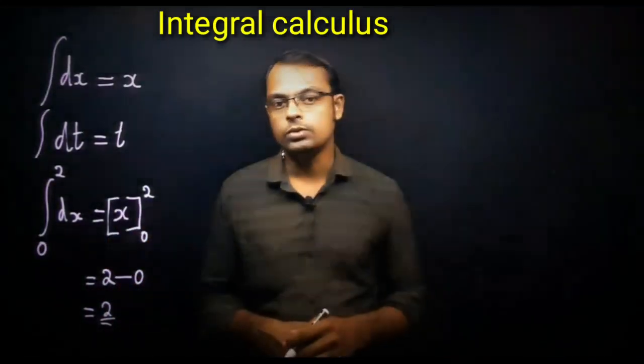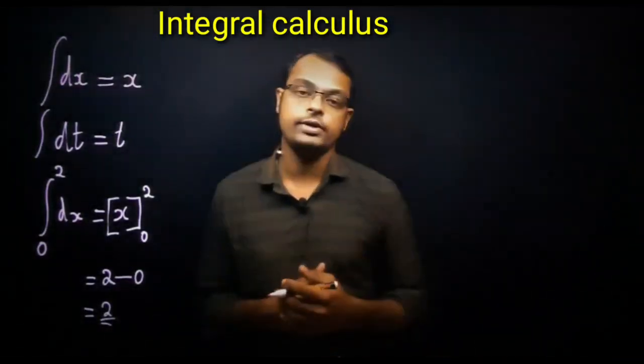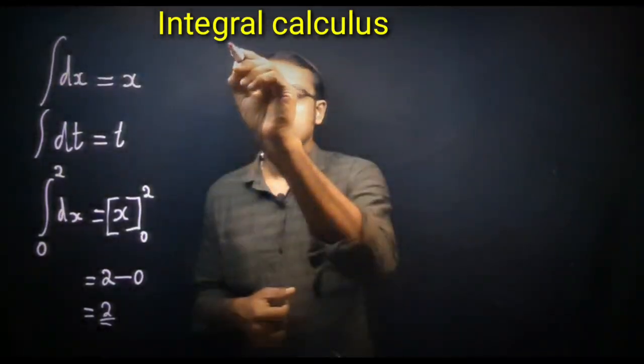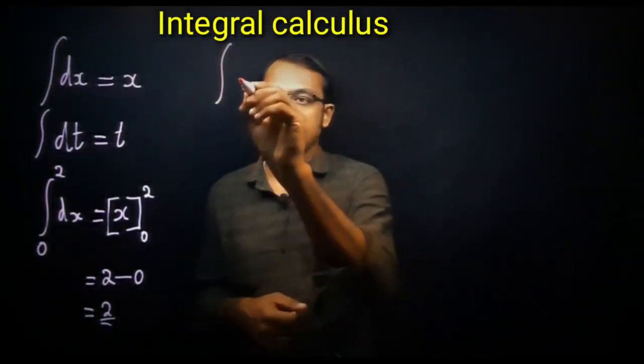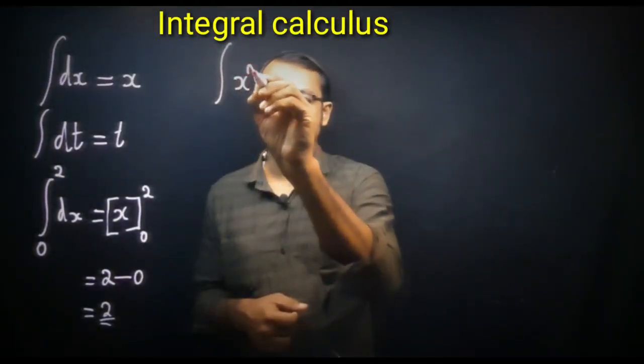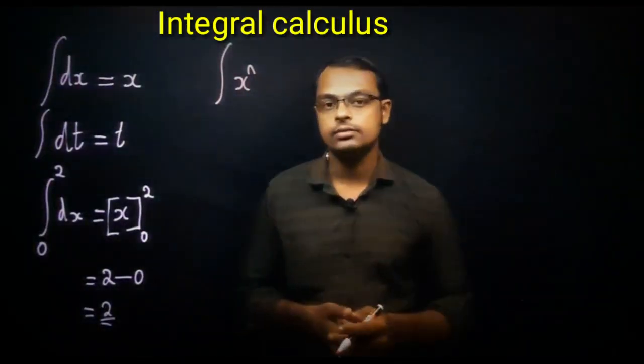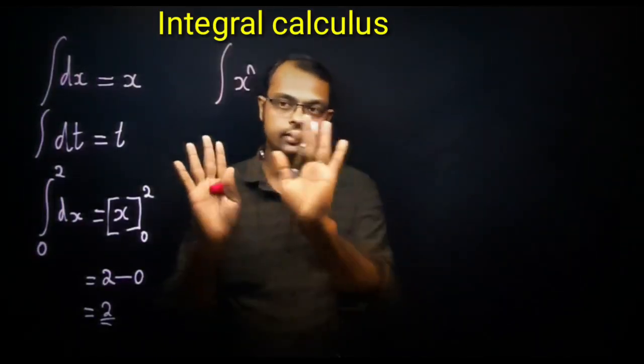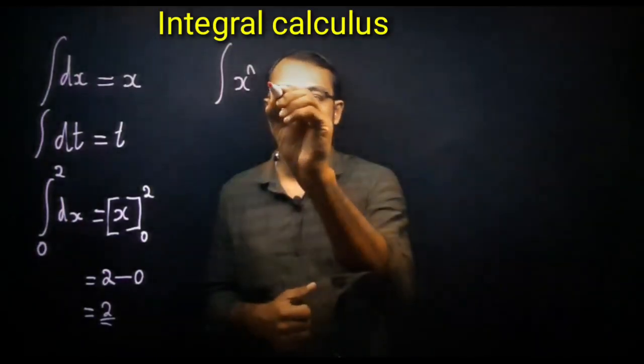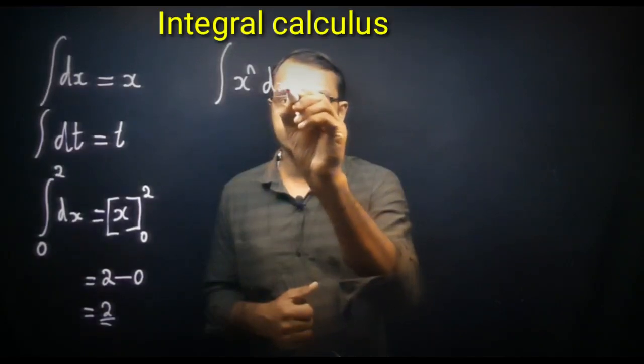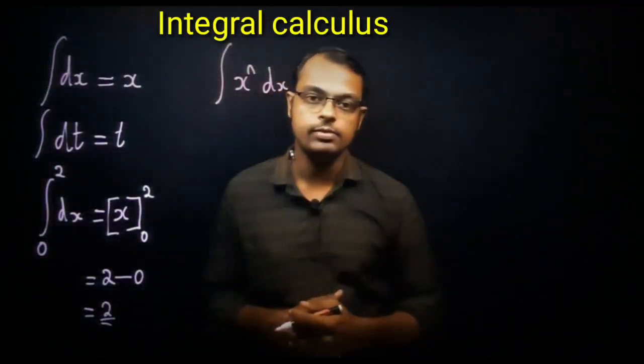Now let's discuss the other equation that is required. Integral x to the power n. N means what? Power. It may be any number, okay? Simply write integral x to the power n dx, because the variable here is what? X is the variable.